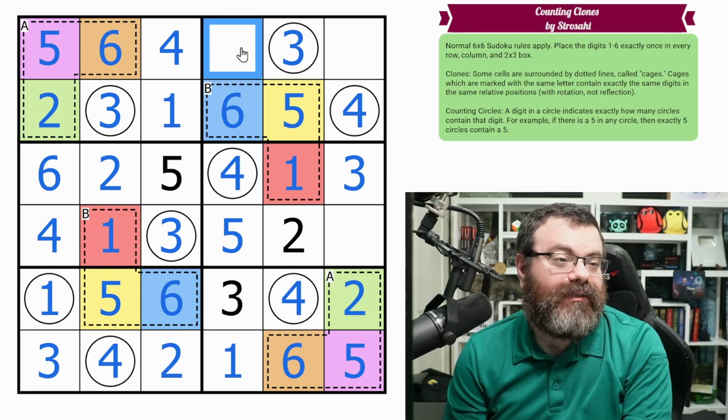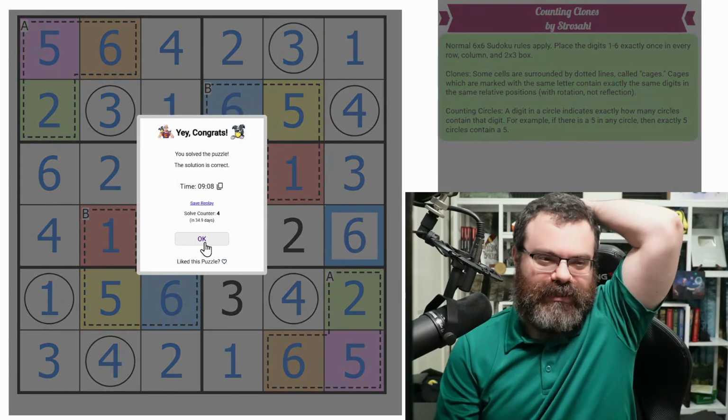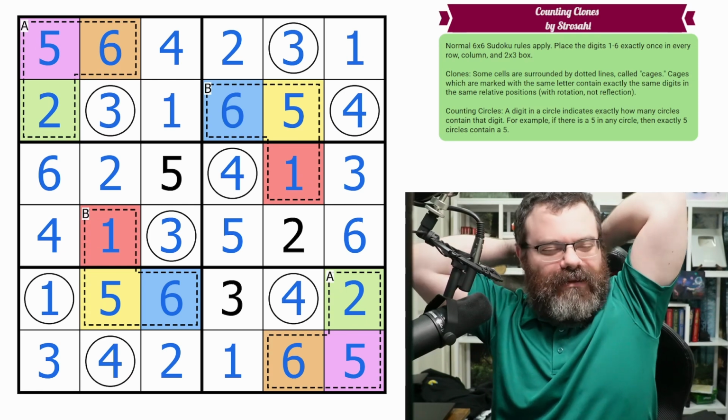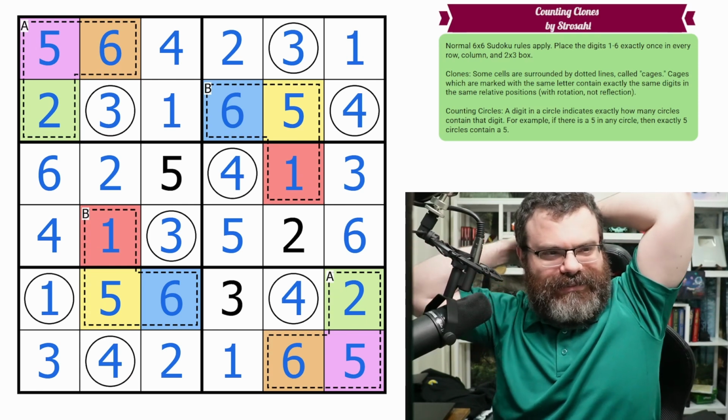This is a 1. We get the 2. We get the 1. We get the 6. And we're done. Nice. Correct solution. Neat. That last step there probably wasn't necessary, but I thought it was neat.